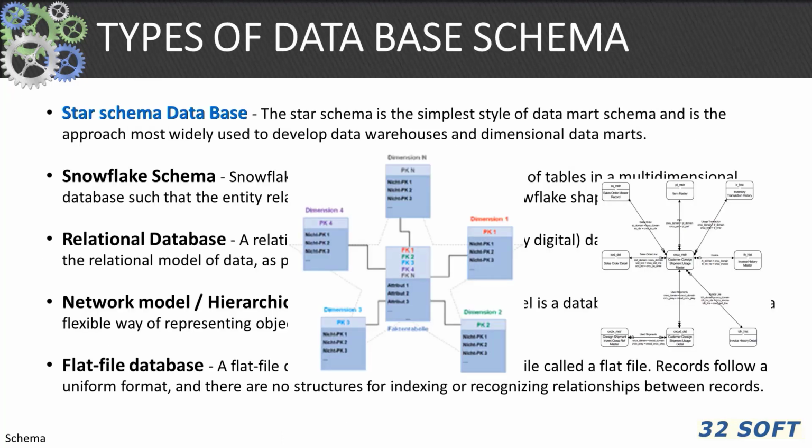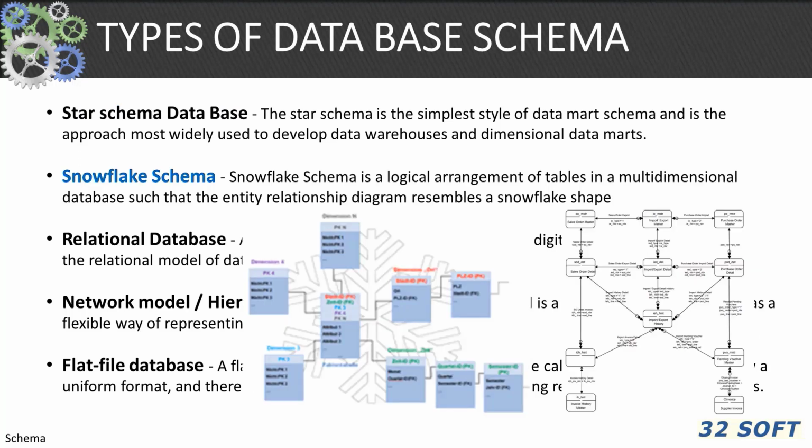Remember, database design can mean the difference between a query taking seconds versus minutes to hours to be processed. Databases can use various types of schema. A star schema is the simplest style of data mart schema. This is the approach that is most widely used to develop data warehouses and dimensional data marts. Databases can also use a snowflake schema, which is a logical arrangement of tables in a multi-dimensional database. These are referred to as entity relationship diagrams, as they resemble a snowflake shape. You should have a copy of the entity diagram TR for your version of QAD.